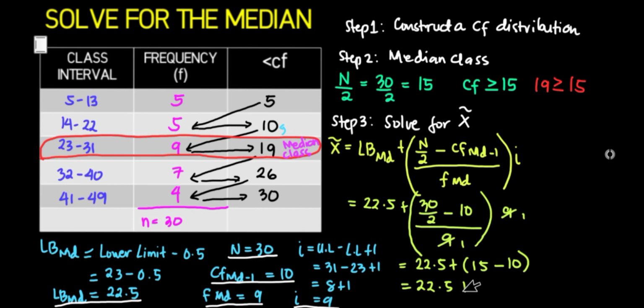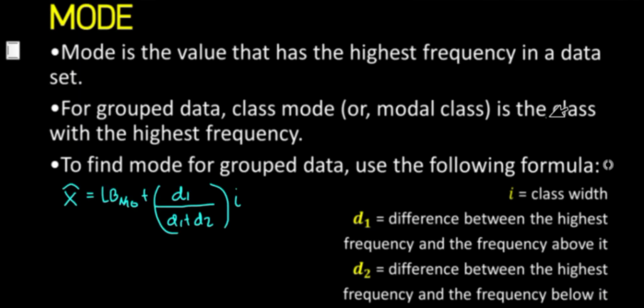So, 22.5 plus 15 minus 10, which is 5. So, finally, the median is equal to 27.5. So, we're done with the mean and the median.